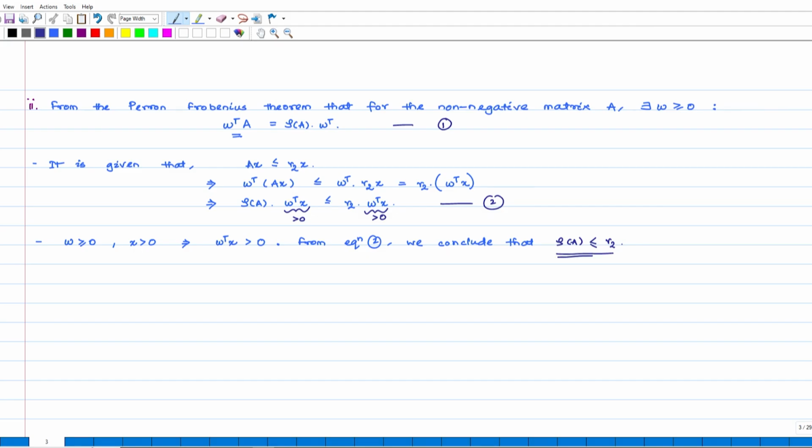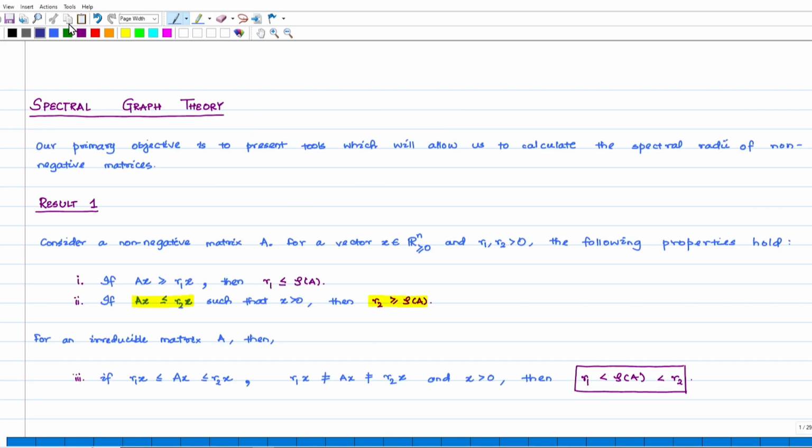We now have an upper bound on the spectral radius, but notice that the upper and lower bounds that have been given in statements 1 and 2 are actually not strict. You see that these inequalities are not strict.